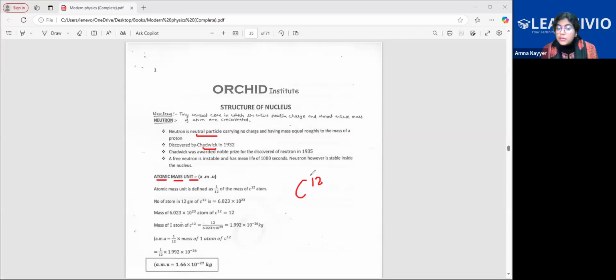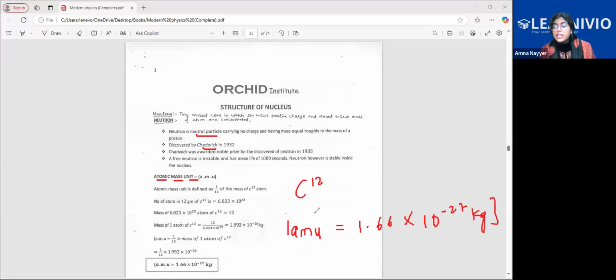So coming to what this AMU is. 1 AMU is the atomic mass unit. This is 1.66 into 10 to the power minus 27 kg. So if you have this, just multiply and convert it. Okay, so this is there.